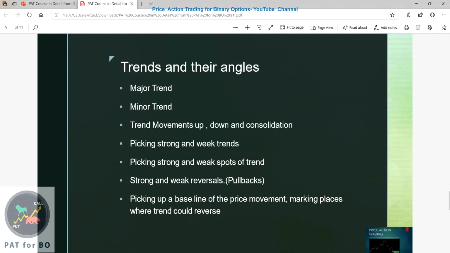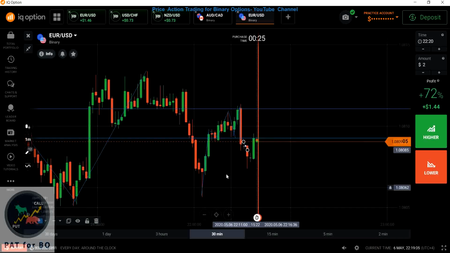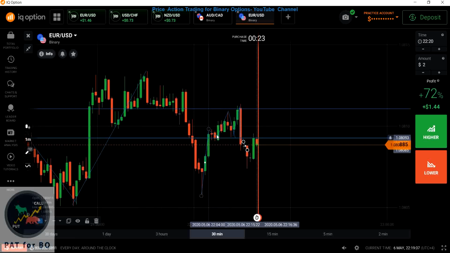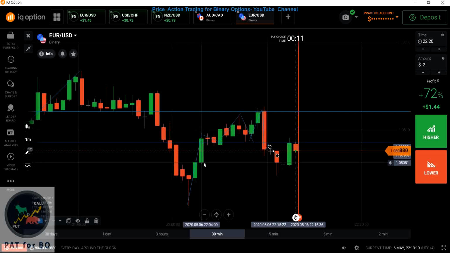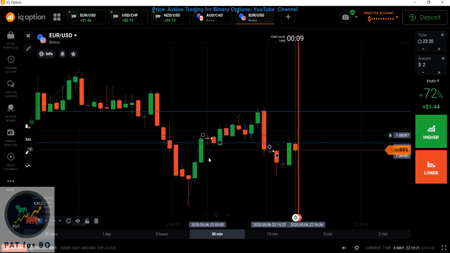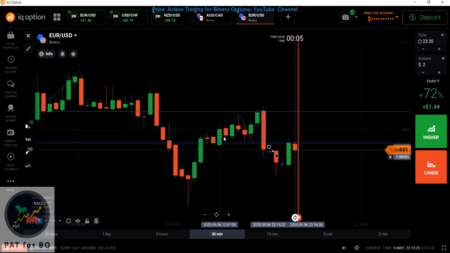What are strong and weak reversals? Strong and weak reversals are very simple to understand. When you have mapped the trend and you're seeing two small candles like this, which are not even crossing the particular candle after which they have appeared, not even crossing that candle's close or open, that means those are pullback candles. Sometimes this pullback might go until this point and then reverse.